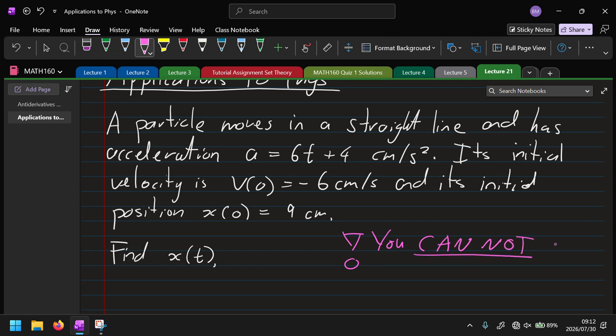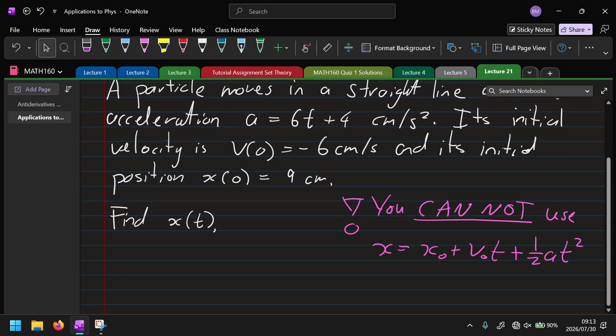You cannot use x equals, you know, that physics thing, x0 plus v0 t plus half a t squared. You know that? This will not help us, and we'll see that in a bit. As soon as you write this down, you immediately get 0 because this will not help you. Why? This formula, which we will derive in a little bit, only works for constant acceleration. Only. If acceleration is changing, this is useless, does not work anymore.